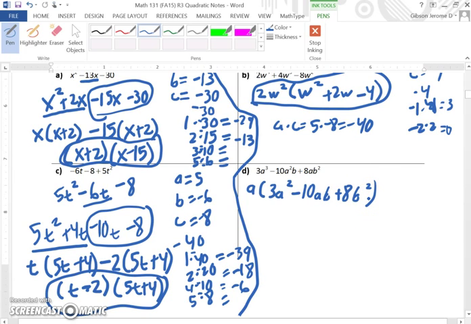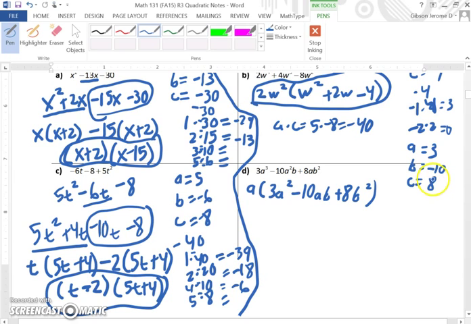Now, this problem is a little different than the other problems we encountered because we're dealing with two variables here instead of one, but we still do it the same way. Now that we isolated the greatest common factor from these three terms, we'll go off to the side and list our a, b, and c. Our a is 3, our b is negative 10, and our c is 8. Does everyone follow that so far?